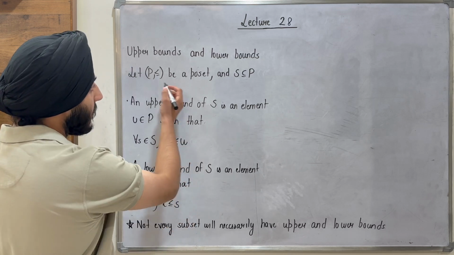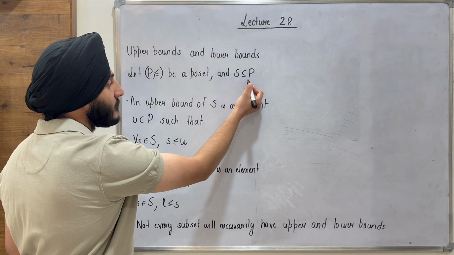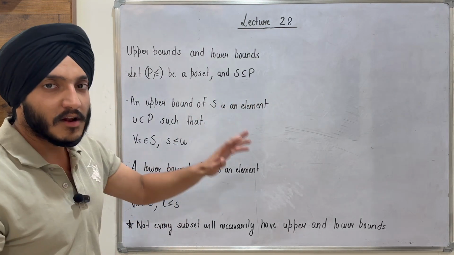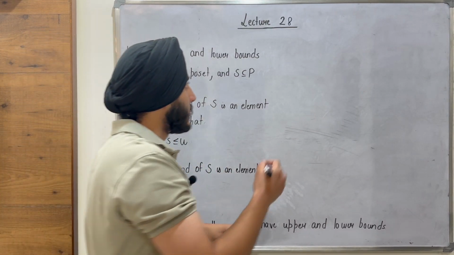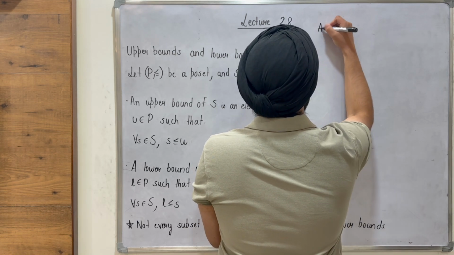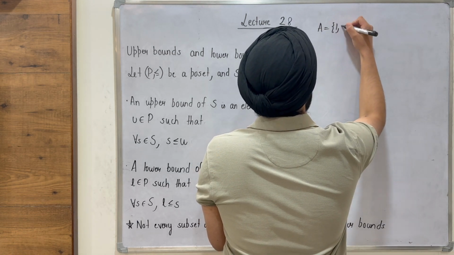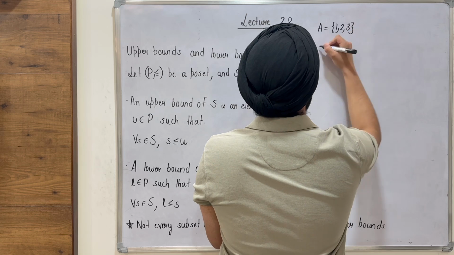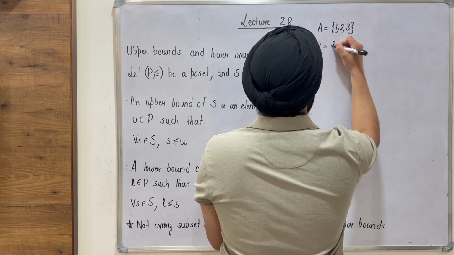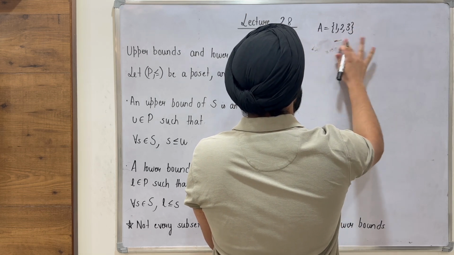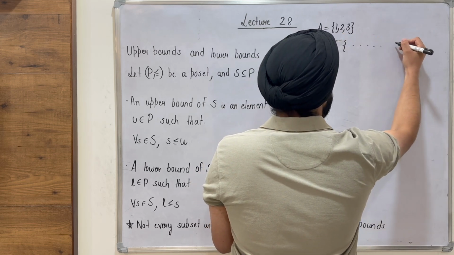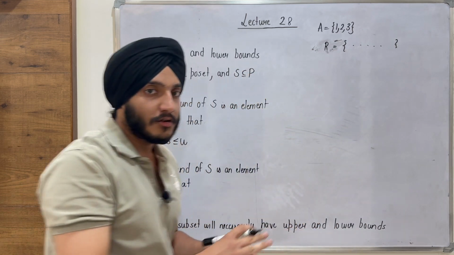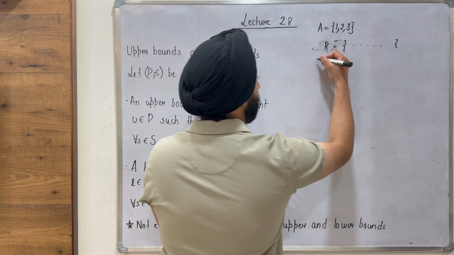So let P be a poset and S be a subset of this poset. I'll still try to give you a basic explanation. What is a poset once again? For example, let's say I have this set A with elements 1, 2, 3, and I have this relation R. Now, if this relation is a partially ordered relation, then I can say that it forms a poset.